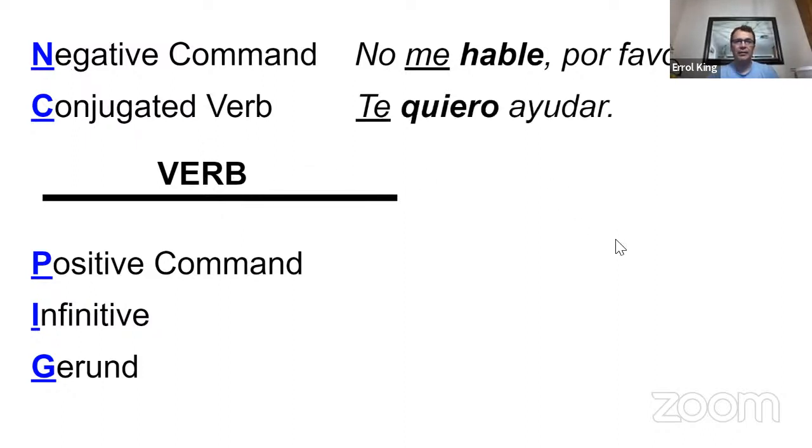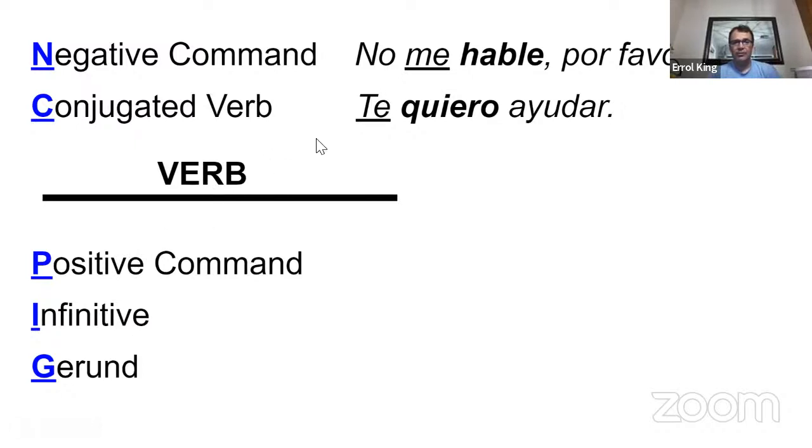The next one, conjugated verb. There's a ton of examples, but we could say something like, te quiero ayudar. I want to help you. Here's our conjugated verb. It's just a normal conjugated verb. It's not a command. It's not an infinitive. It's not a gerund. In that case, we put the pronoun before it.